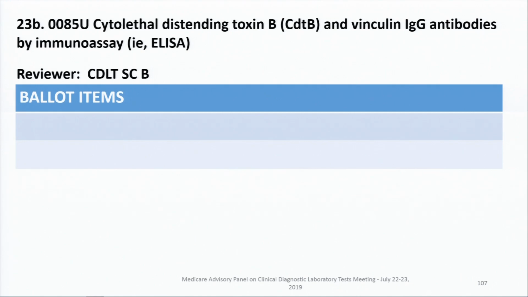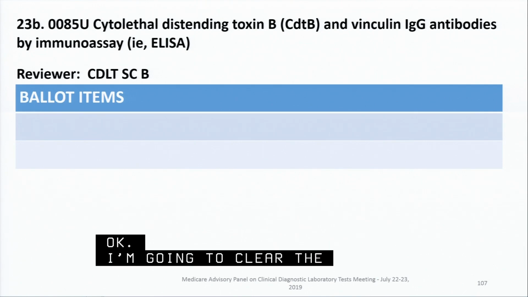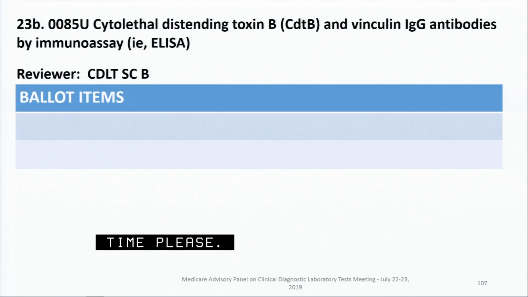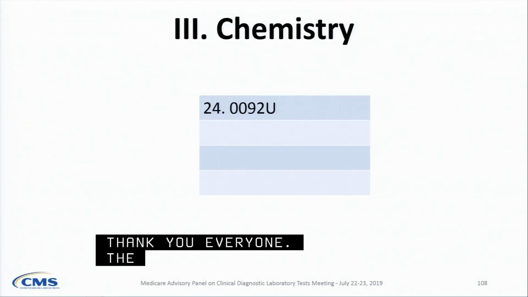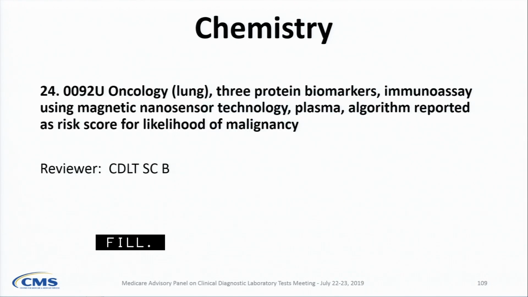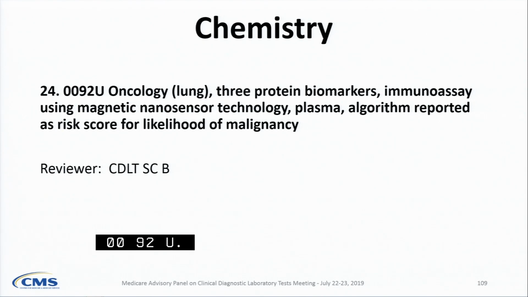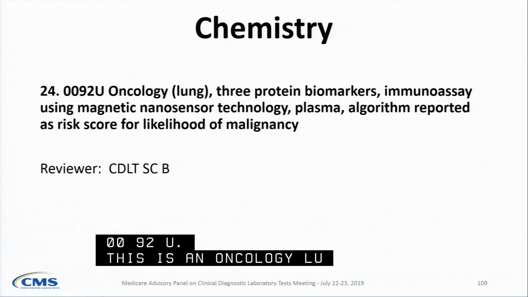I'm going to clear the results. If everybody could try one more time, please. Did that go through? Yes, perfect. Thank you, everyone. All right, so for 0085U, the single ballot item, although we had not entered this, was gap fill. The voting is complete. We're going to move on to item 0092U. This is an oncology lung-related test, and we're going to turn this over to Subcommittee B.